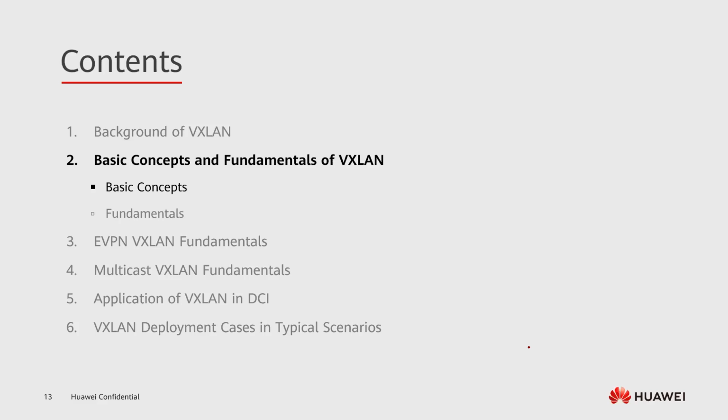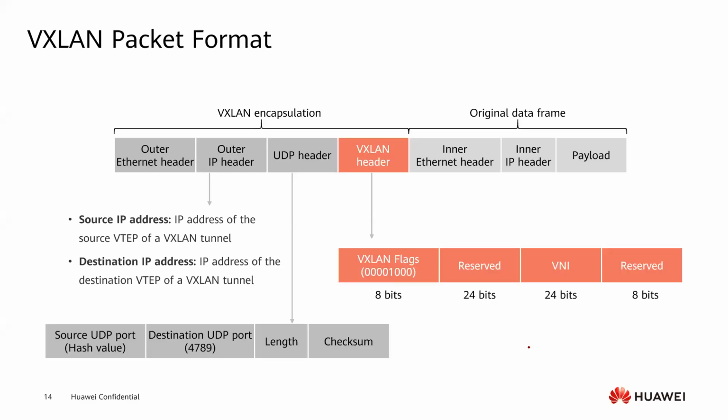Now let's look at the second part, the basic concepts and fundamentals of VXLAN. Now we will really start to learn VXLAN. First, we have already seen that VXLAN is a technology, so we call it a VPN, and we call it MAC in UDP.